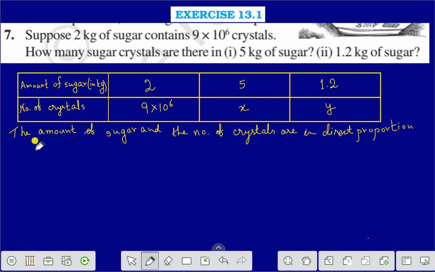Therefore we can write 2 by 9 into 10 to the power 6 is equal to 5 by x, or you can say the value of x is equal to 5 into 9 into 10 to the power 6 divided by 2. That is 9 into 5 into 10 to the power 6 divided by 2.